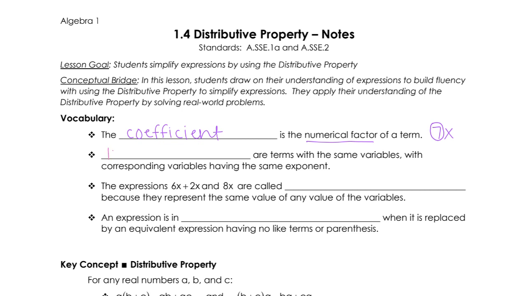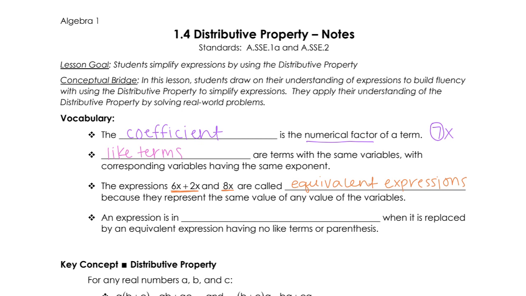Next, we have like terms, which are terms with the same variables, with corresponding variables having the same exponent. We will have an entire section where we talk about like terms, so I'm not going to give you any examples right now. Next, we have the expressions 6x plus 2x and 8x, which are called equivalent expressions because they represent the same value for any value of the variable.